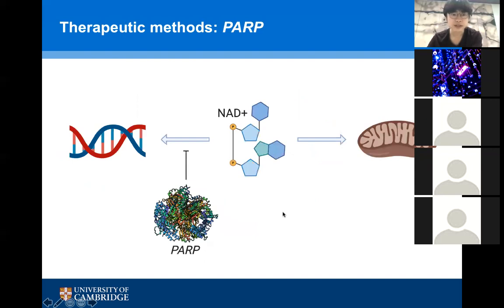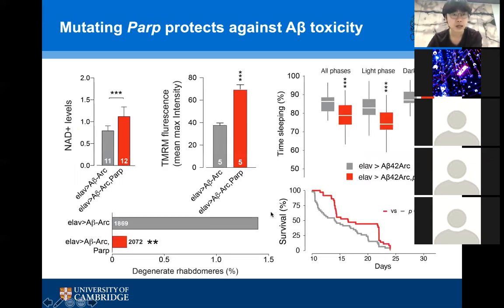And one way to prevent this is by mutating this protein called Parp. What Parp does is that Parp uses NAD to repair DNA in both flies and humans. So essentially, the hypothesis would be that by mutating Parp, there will be more NAD for mitochondria. Therefore, mitochondria will be more able to deal with the accumulation of toxic amyloid beta. So then this is a bit of a busy slide, but we can just walk through it fairly quickly.